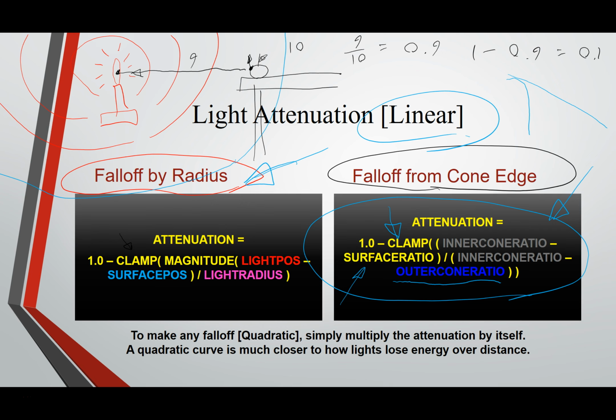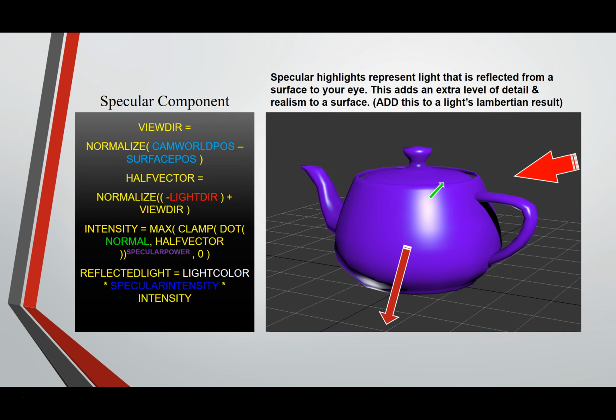Okay, so just some things to keep in mind about linear light attenuation. Very useful things to add to your lighting shaders. All right, so last element we can add, of course, to our lights is the specular reflectance.